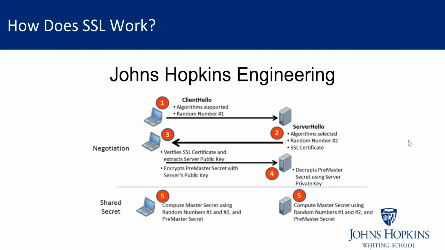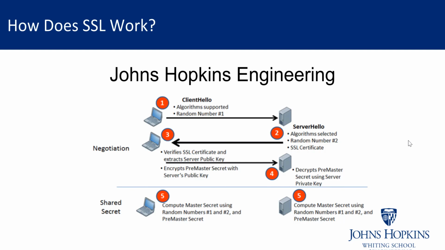The Amazon web server takes a look at that list, looks at which ones it supports, and then chooses probably which one is most cryptographically safe, so the most secure algorithm in most cases. Then the server is going to generate its own random number, which we're going to call random number number 2.